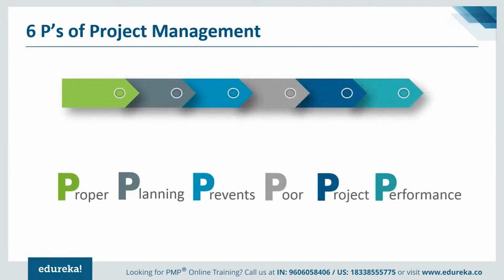There are 6 P's of project management. I'm sure you may be aware that we also say the 6 P's of presentation. So similarly, there are 6 P's of project management. Proper planning prevents poor project performance. Many of you will agree with me that planning is one of the most important stages in a project. Now, planning could be done upfront. The whole project planning could be done upfront, or it could also be done in an adaptive fashion. Planning is also done in a rolling wave fashion. So there are different ways to do the planning.